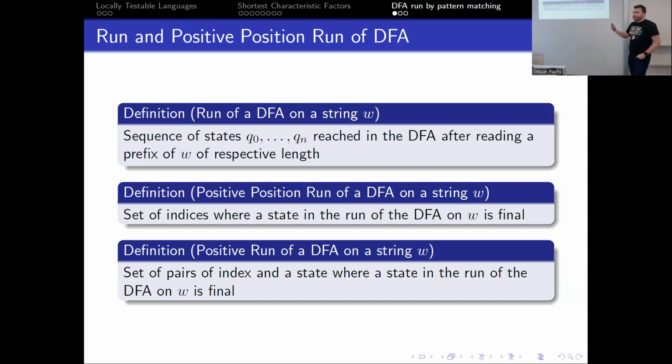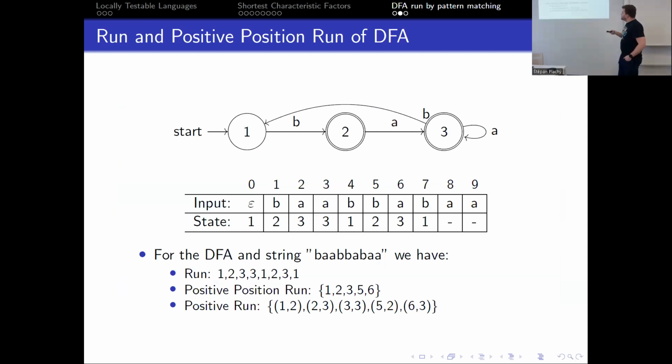The positive position run can be computed using pattern matching of the characteristic factors. Just some examples: we have again some automaton that we've seen before. When I read the string DAABABAA, for example, these are the states I'm going to reach from the beginning. I start in state 1, which means after reading the prefix of length 0, and then I go through these states. The run of the automaton is precisely this sequence of states. And the positive position run is that we reach state 2 or 3, which are the final states, on positions 1, 2, 3, then 5, and 6. That is the set that is the positive position run.